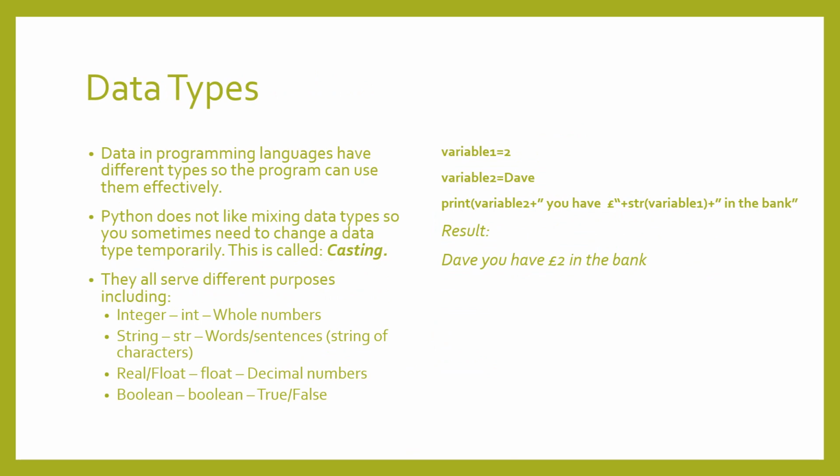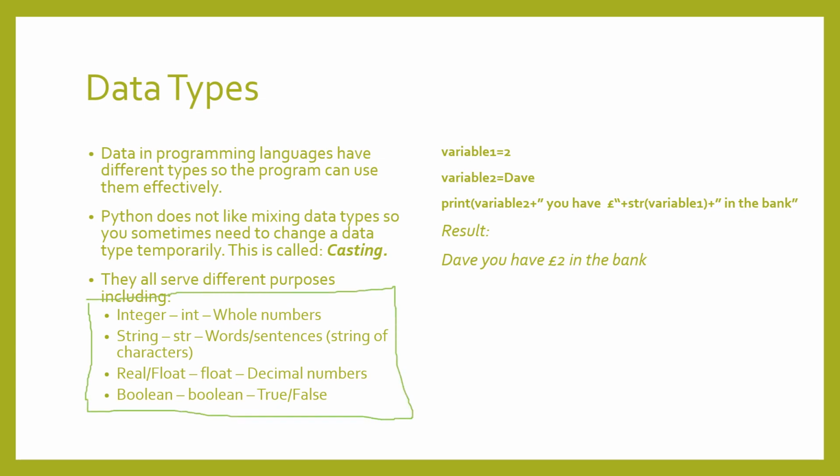Next slide is about data types. Python likes to know basically what to expect. That's what data types are. So if we want to give it a word, Python wants to know that. If we want to give it numbers, Python wants to know that. There are a range of data types we need to know. They are listed here.